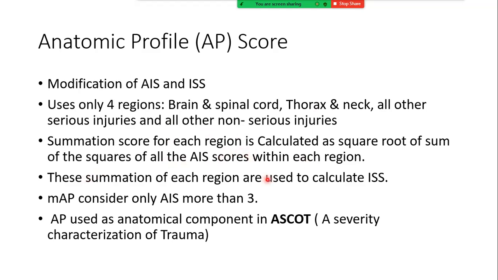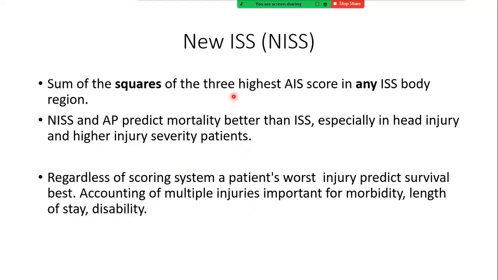The summation of each region is used to calculate the score. And then the modified anatomical profile score is one where only AIS more than 3 are used for calculation. Any injury with AIS less than 3 is not used. And the anatomical profile is used in one of the combined scores, which is known as the ASCOT score. And another score which I told you about was the TRISS score.